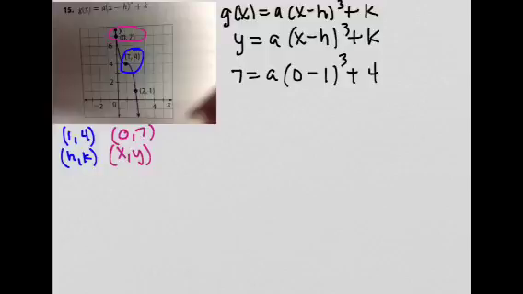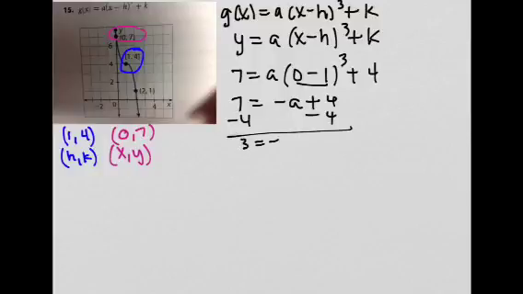So bring down the 7. 0 minus 1 is negative 1. When you cube it, it's still negative 1. So it's negative a plus 4. So I'm going to subtract 4. So 3 equals negative a. So that means if 3 equals negative a, that means that negative 3 is positive a, right? So that's my a value.